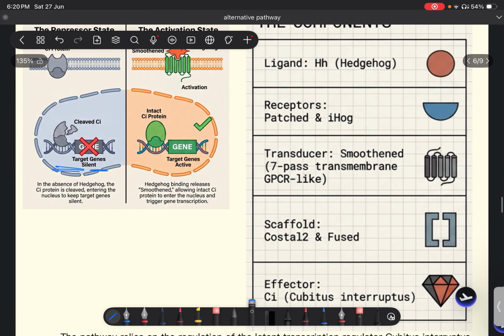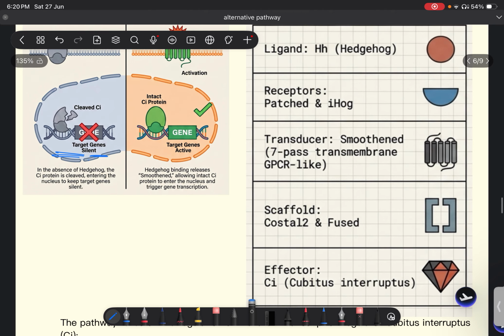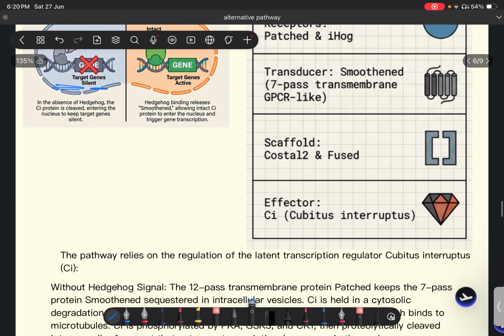Now the components are the ligand, that is hedgehog, and the receptors, patched and ihog. Now there is a transducer also, which is smoothened. Very important in the signaling, okay? So this is very similar to GPCR. And there are scaffold proteins. One is costal 2, the other is fused. And the effector is cubitus interruptus.